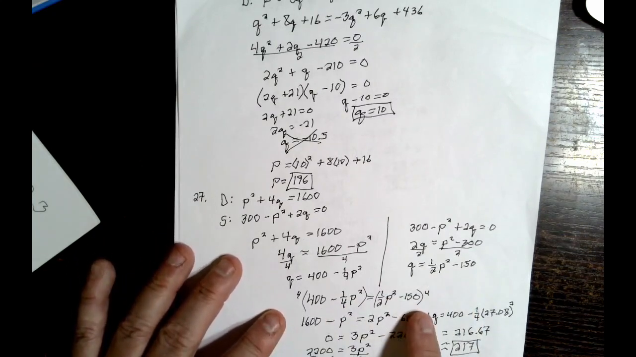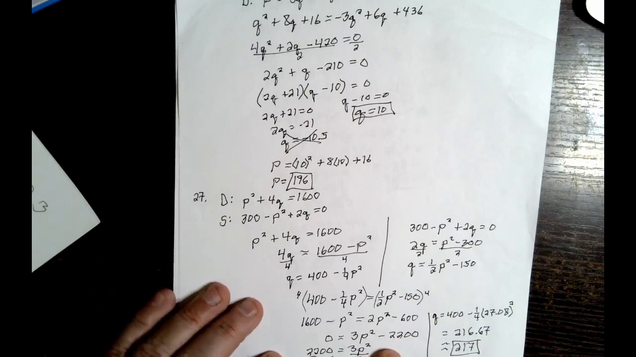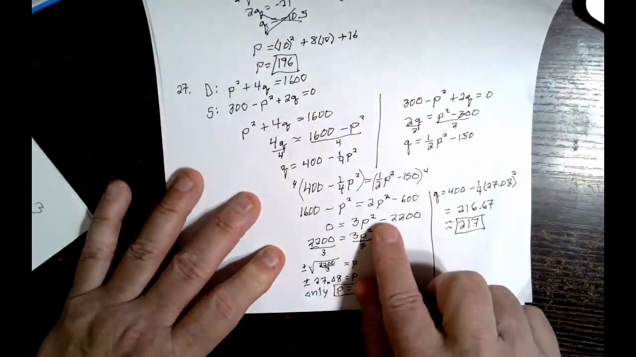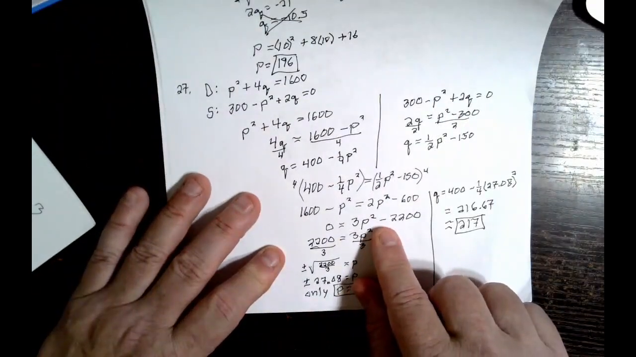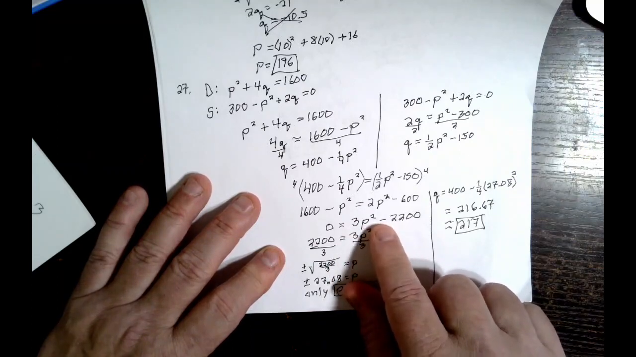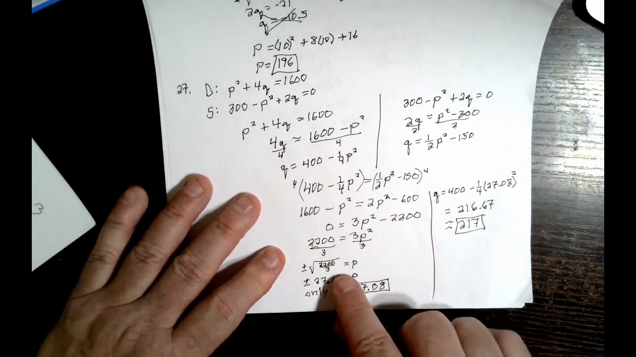I get rid of fractions by multiplying by 4. Throw everything to one side. Again, this one, you can use the square root method because there is no middle term. Notice there's a x squared or p squared. There's a constant, but there's no x term or p term, which means you can bring the constant to the left and divide by 3.